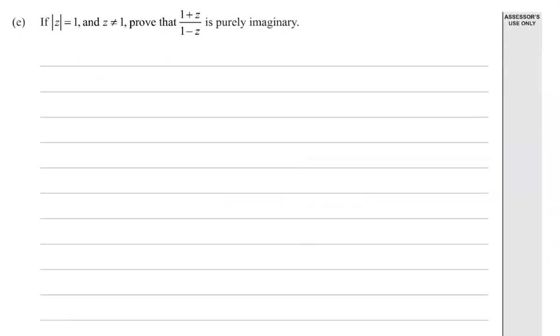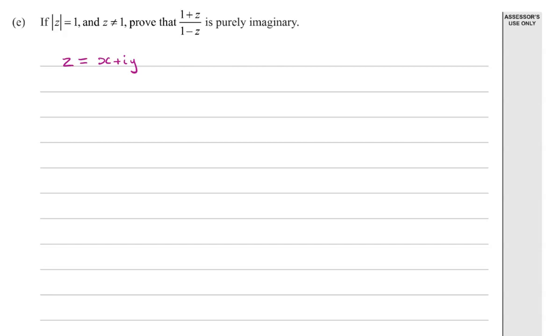Now part E is quite tricky. We want to prove that this expression 1 plus z over 1 minus z is purely imaginary if we know that the modulus of z equals 1 and z is not equal to 1 itself. So we need to again be able to look at the real and imaginary parts of z. So we need to express it as x plus iy.